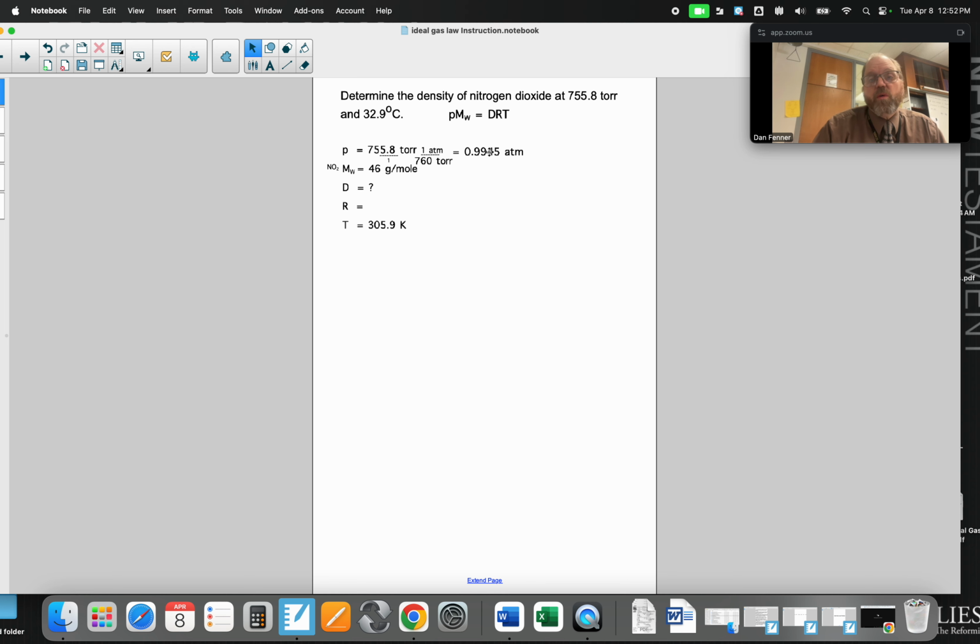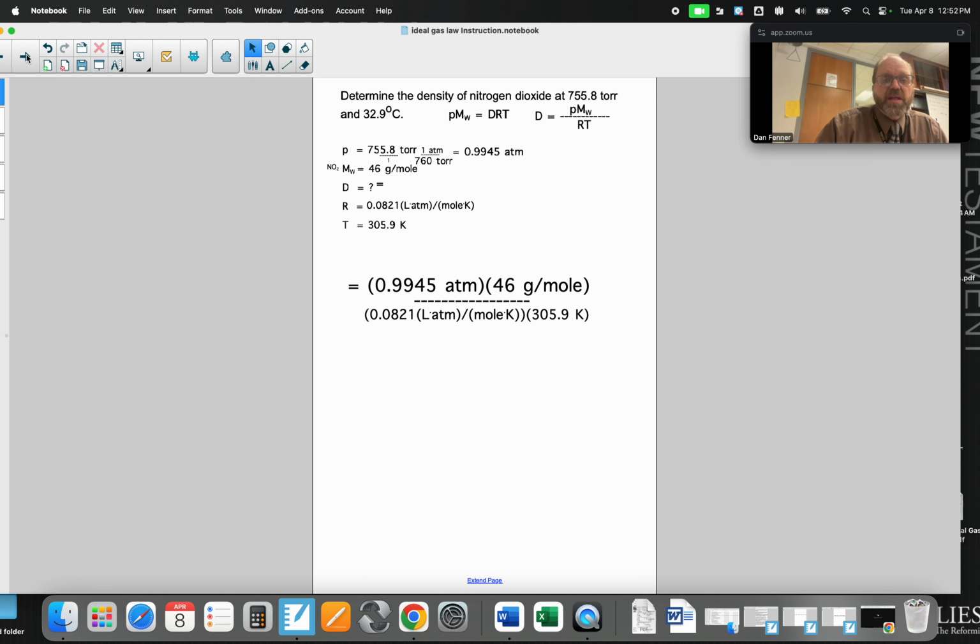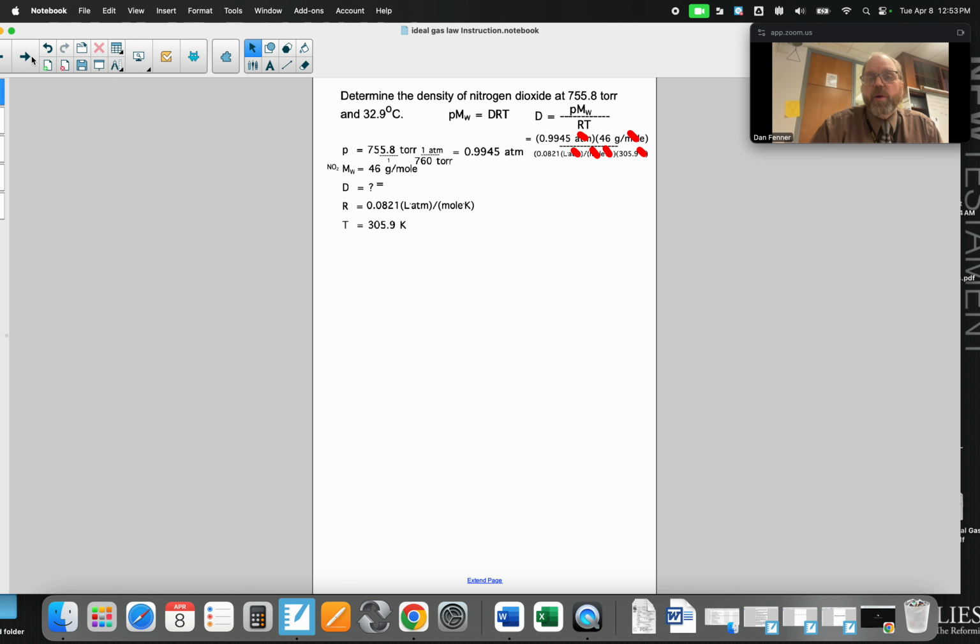Which R are we doing? Well, for atmospheres, we're of course going to use 0.0821. We're solving for density. Opposite across for density is still P MW. We're going to move the RT down. So we're going to get P MW over RT. Put our values in. 0.9945 atmospheres times 46 grams per mole. Hit equal in the calculator. Divide by 0.0821. Hit equal in the calculator. Divide by 305.9. One last time. And when we cross all our units out, we get 1.822 grams per liter. So that's the process.